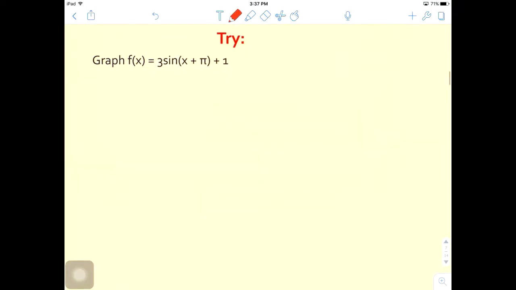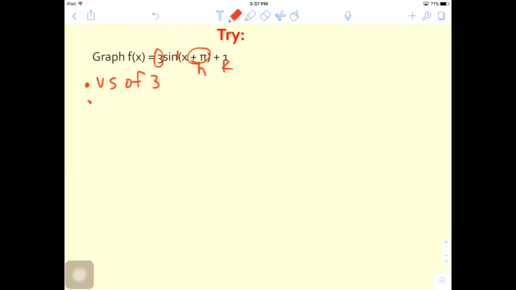All right, so this equation involves a number. So we can see that there's going to be an h and there's going to be a k because there's a number in the back. So let's start with the transformation. We have a vertical stretch of 3. We don't have any horizontal stretch because this number in front of the parentheses is just 1. So we have pi units to the left because it's plus, so it's opposite, okay? And then we have 1 unit up. Those are the transformations.